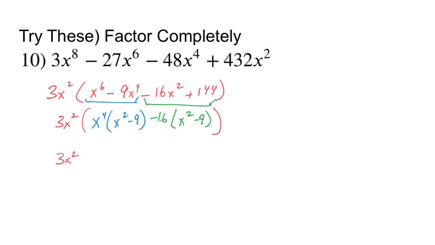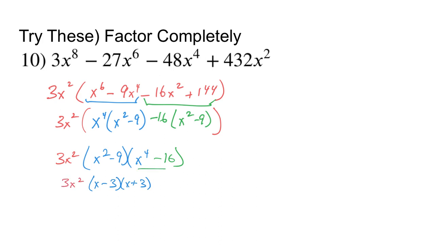So I got that 3x squared in my first parenthesis. I'll have x squared minus 9, and then I have that x to the 4th minus 16. Now, look really closely at this because there's more factoring to do. Check it out. This x squared minus 9 is, in fact, x minus 3 times x plus 3. Don't forget about this 3x squared that you still have in the front.